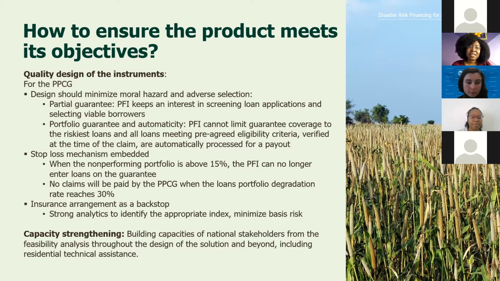The second key element to ensure that the project meets its objective is also capacity strengthening. This is essential to ensure the ownership of the stakeholders, and this happens from all stages, from the beginning of the process when we start thinking of what can be solutions, to feasibility analysis, and throughout the entire process. And it includes resident TA for all participating financial institutions, from the guarantee management company to banks, MFIs, and later on, if we are working with a national insurance company, this will also be part of the process.